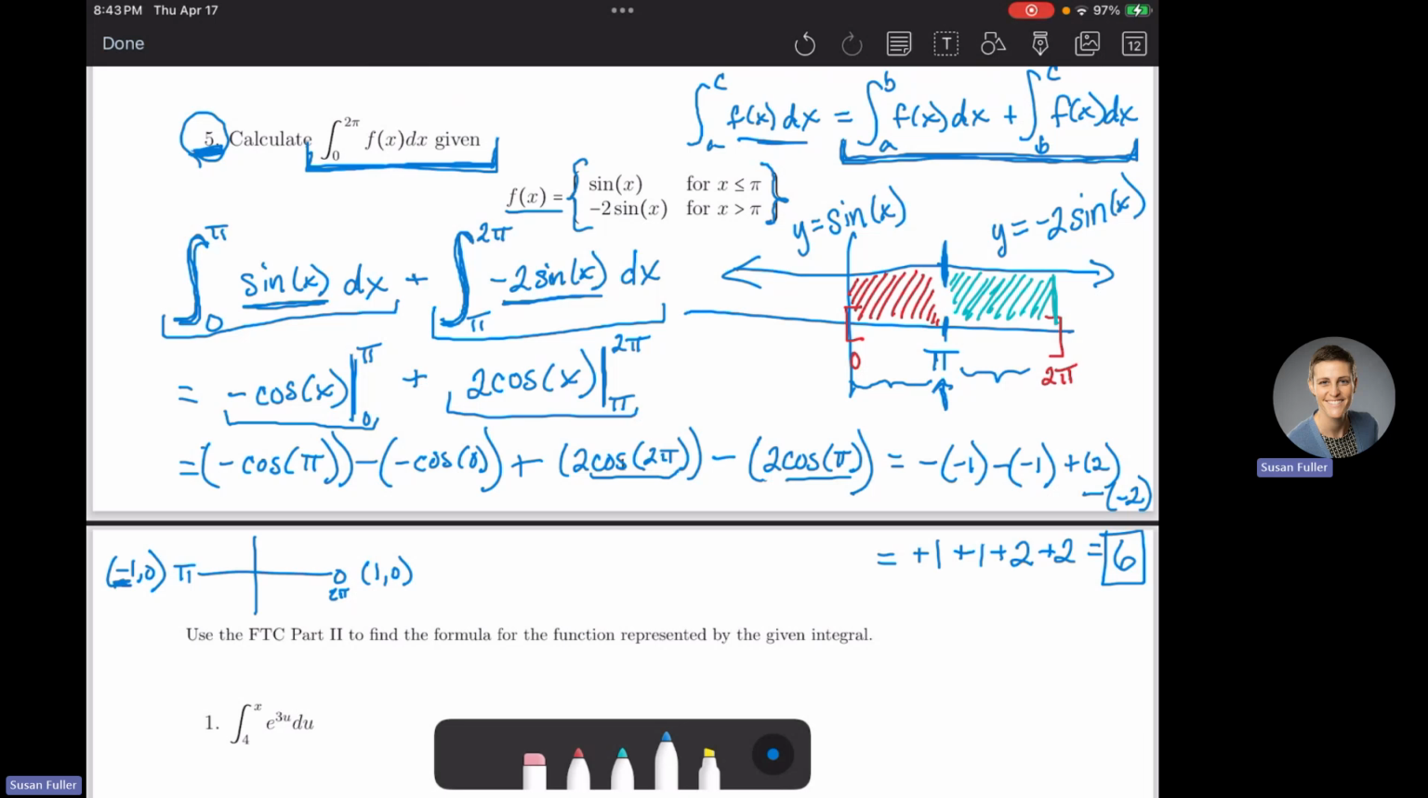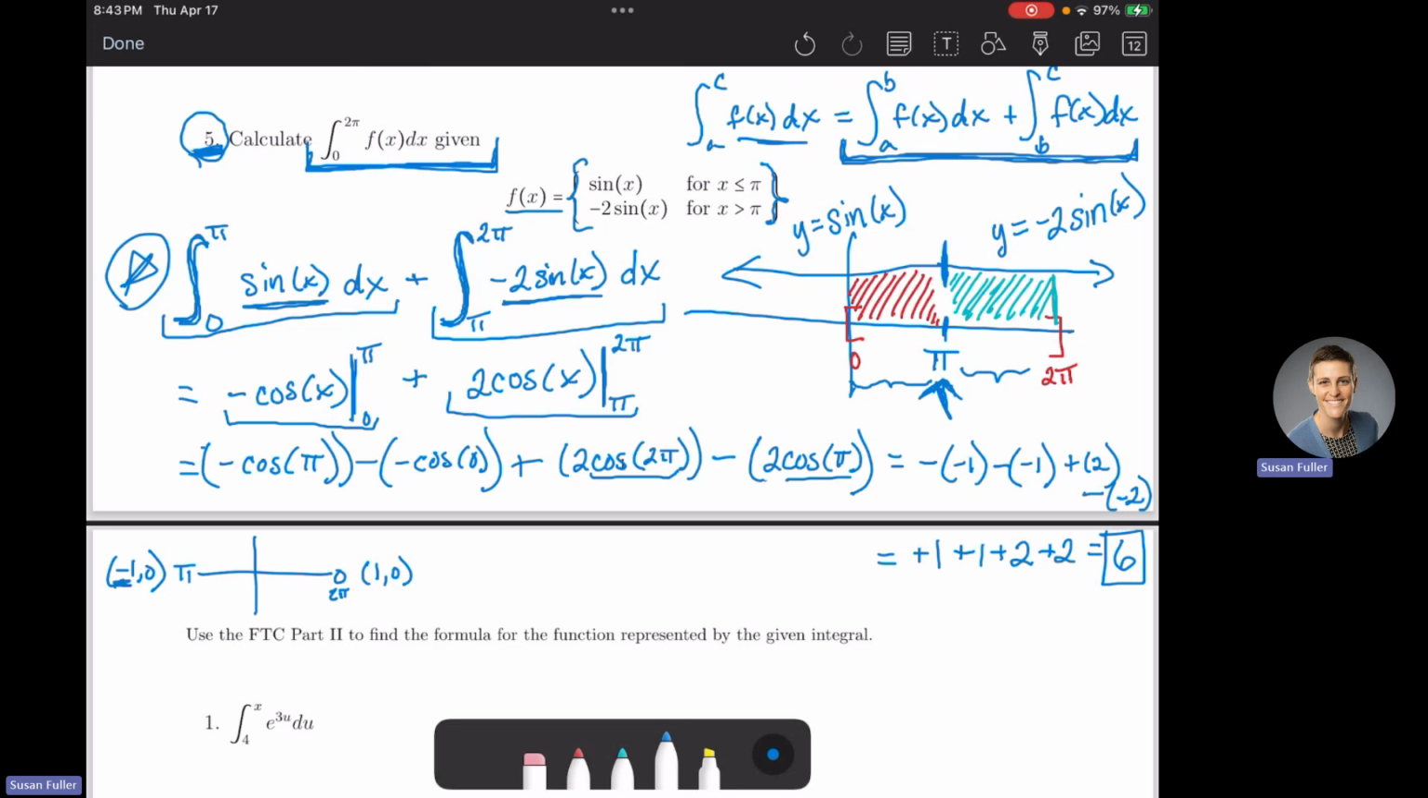So again, to evaluate a piecewise function, split it up over your interval if you need to. If your interval includes this breaking point here, include each of the pieces for each function, and then you'll evaluate each integral separately.